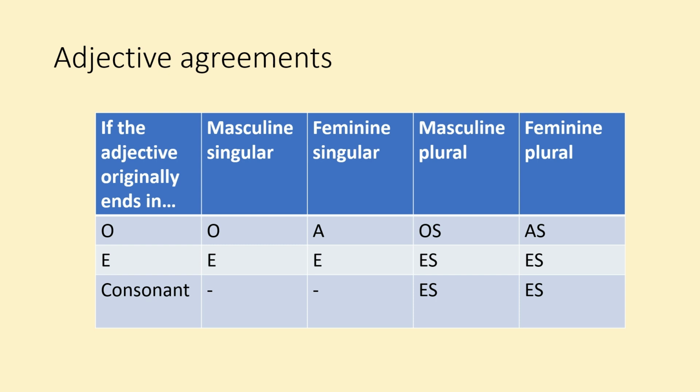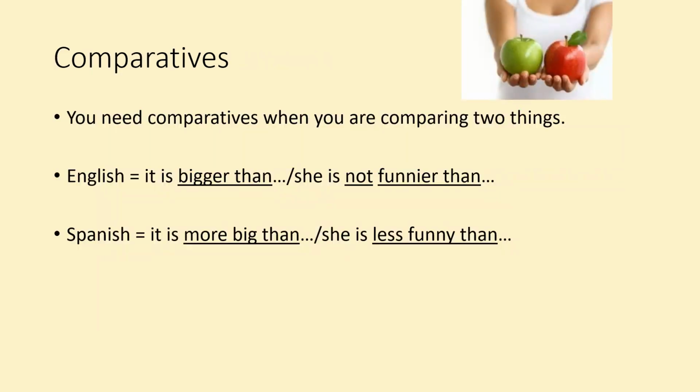This is really important for today's lesson. So what is a comparative? A comparative is when you are comparing two things. For example, this picture. I have two apples. This apple is more green than that apple. Okay, they are the same size as each other. I'm comparing them both. And in Spanish, we need to break it down a little bit more to say it is more big than, or if we're talking about someone, she is less funny than. All right?